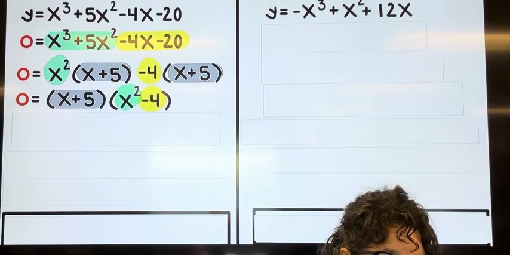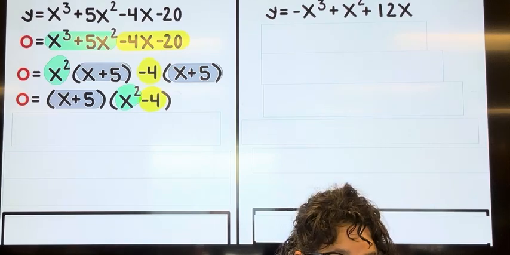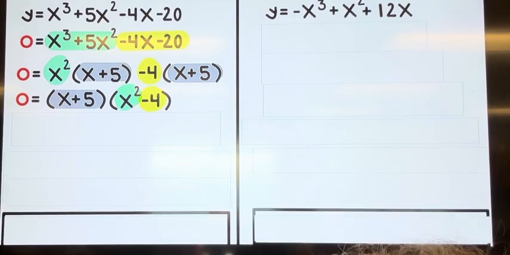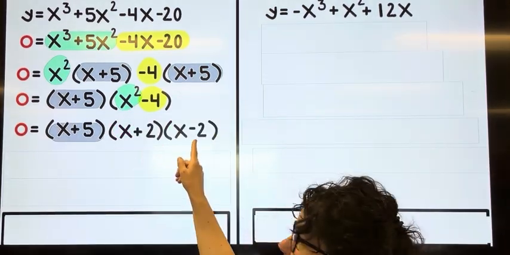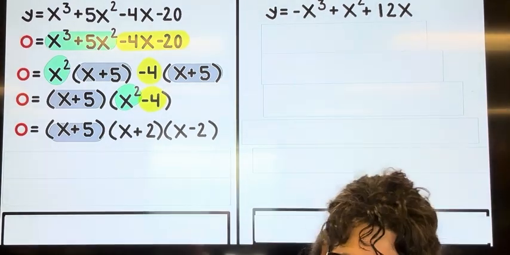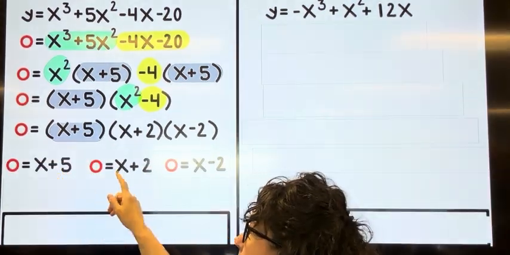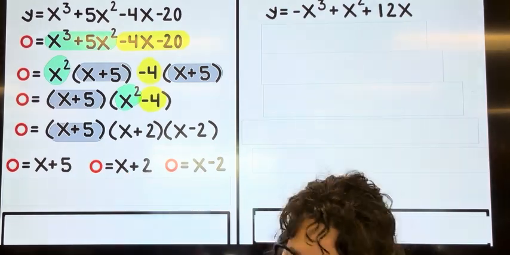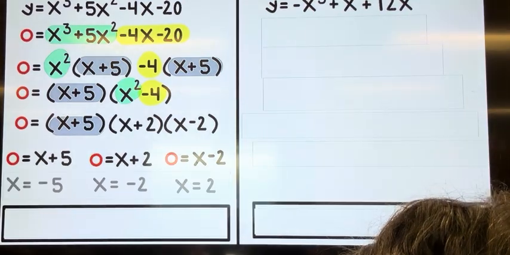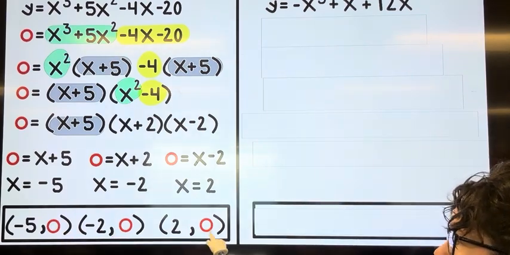I need to finish factoring, however, because x squared minus 4 is the difference of squares. A squared minus b squared equals a plus b times a minus b. So x squared minus 4 is x plus 2 times x minus 2, and we have that x plus 5. Finally, we have it factored, so we're ready to set each piece equal to 0 and solve. Solving this one, I get negative 5. Solving this one, I get negative 2, and this one positive 2. And so my x-intercepts are the coordinates (-5, 0), (-2, 0), and (2, 0).